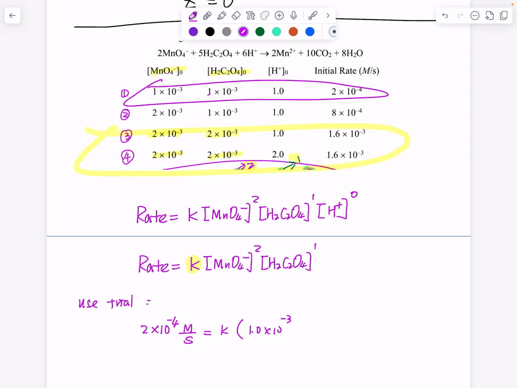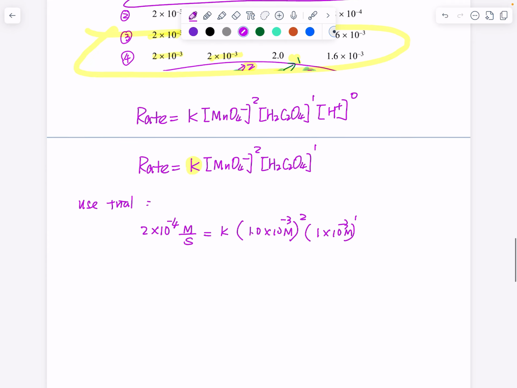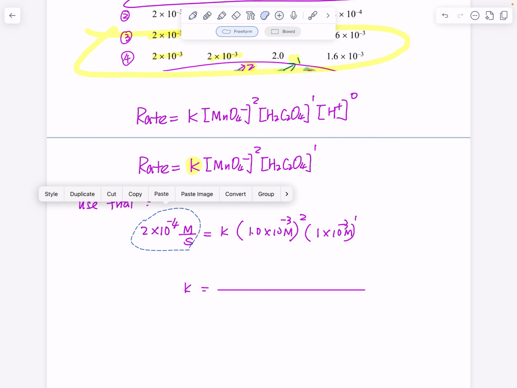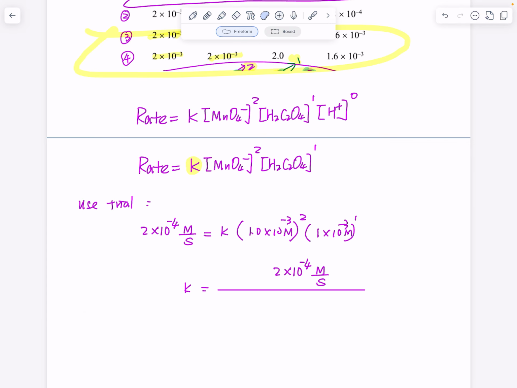1 times 10 to the power negative 3, second order, 1 times 10 to the power of negative 3, first order, but remember we want to bring their units. Okay, so that's it. Now let's isolate K and put everything else on the other side. So I'll have this over here and divide this.